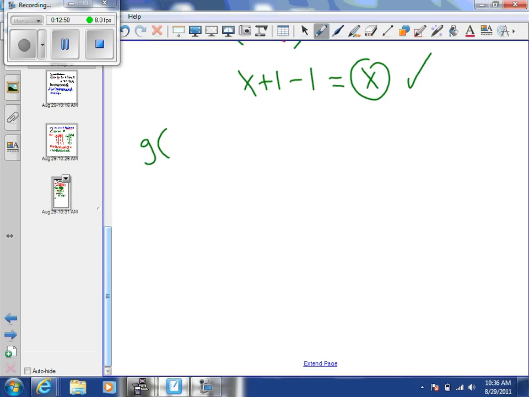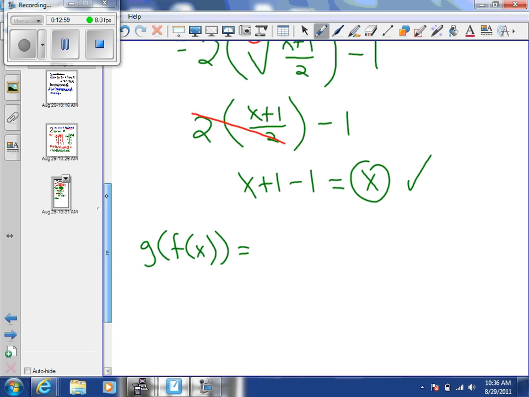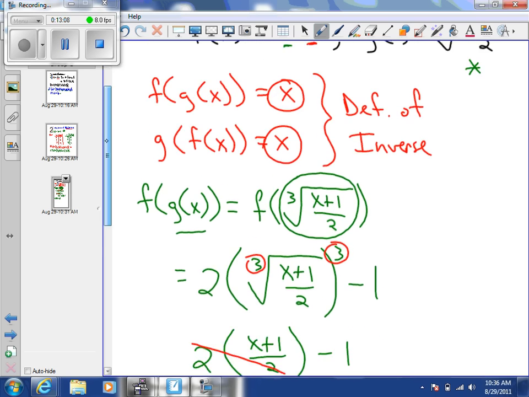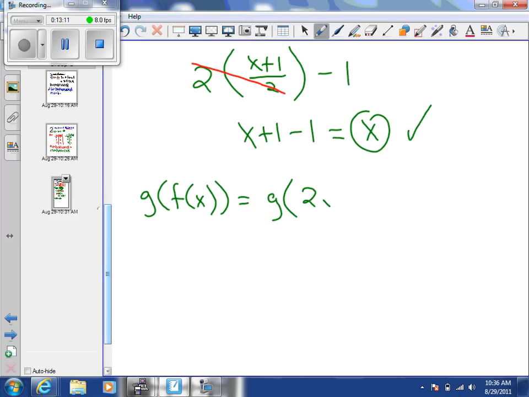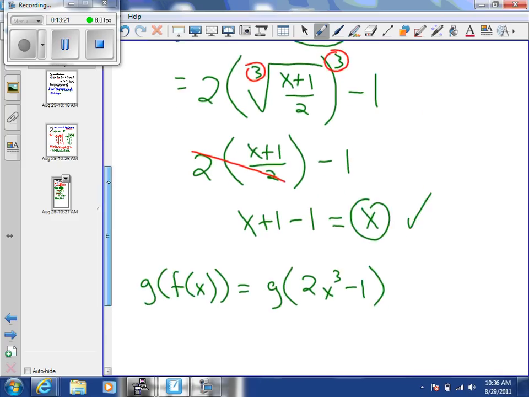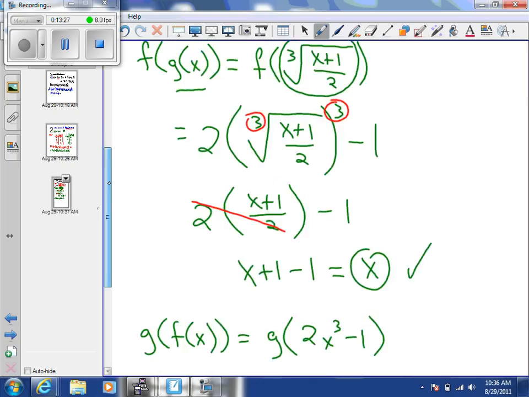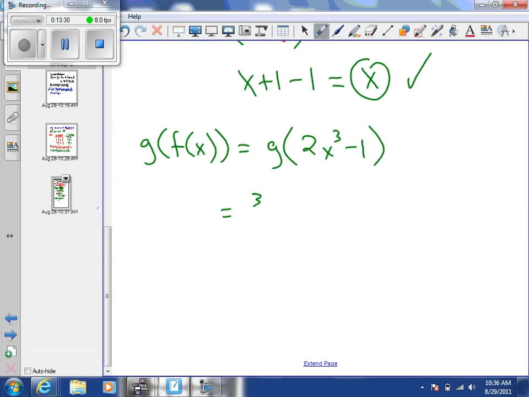Now I need to show that g of f of x also gives me x. Okay, so same idea. I have to take the function f, and I have to plug it in to g. Well, if I look back up at what the function f is, it's 2x cubed minus 1. So 2x cubed minus 1 has to replace x in the function g. So I look back up on top here at what is g. That's the cube root of all that stuff.